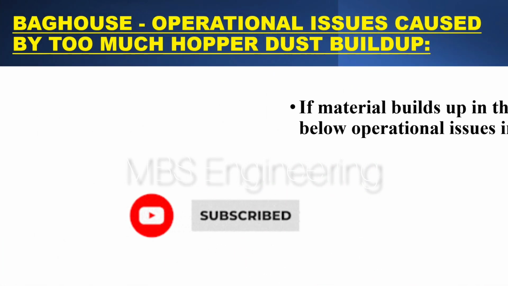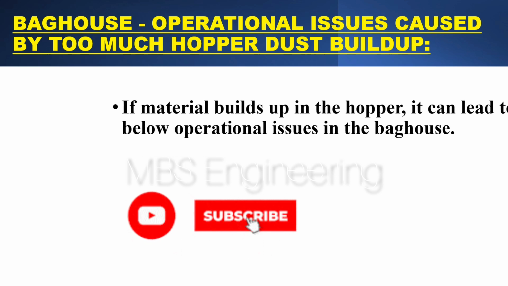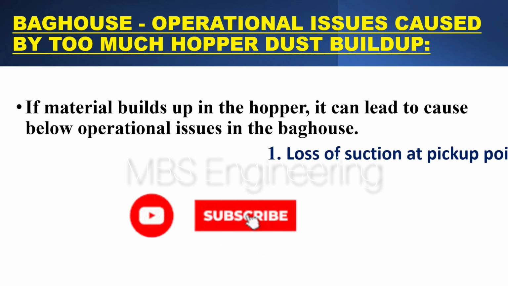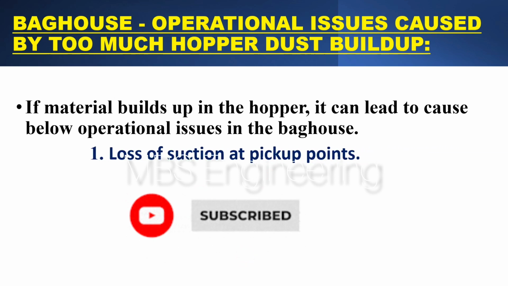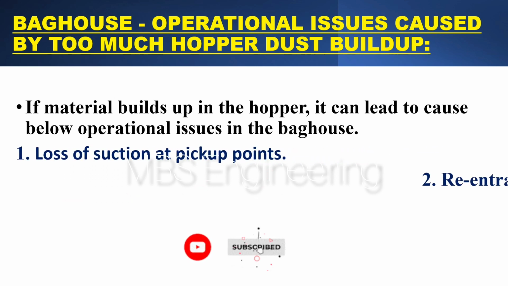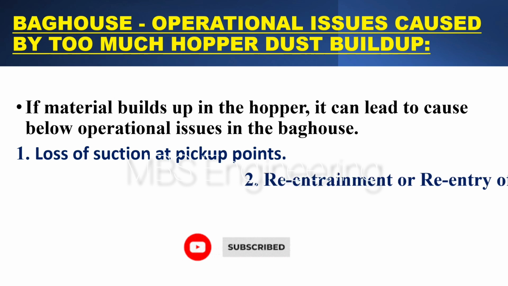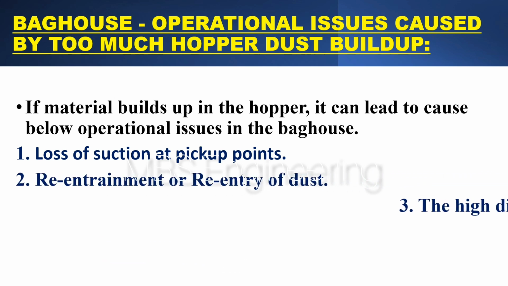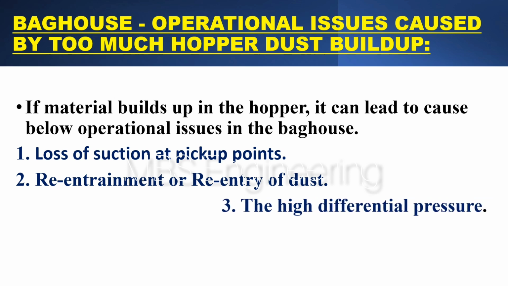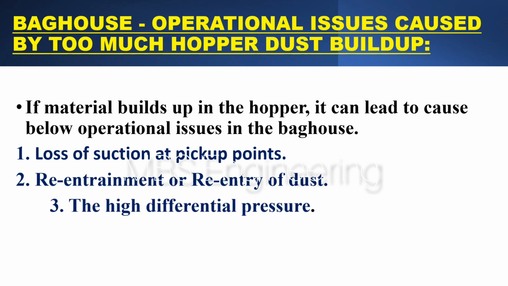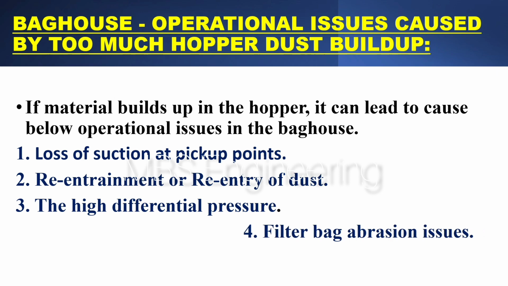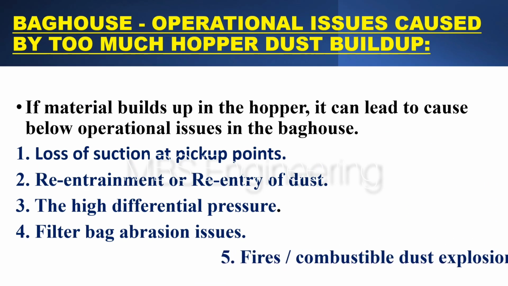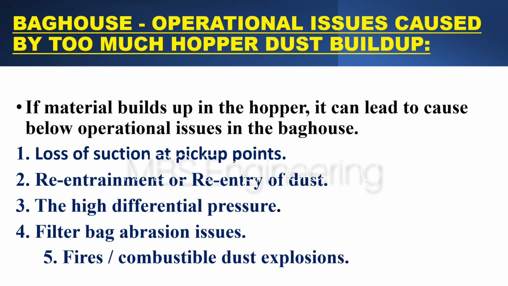Next, we are going to understand the baghouse operational issues caused by too much hopper dust buildup. If material builds up in the hopper, it can cause the below operational issues in the baghouse. First issue: loss of suction at pickup points. Second issue: re-entrainment or re-entry of dust. Third issue: high differential pressure. Fourth issue: filter bag abrasion issues. Fifth issue: fires, combustible dust explosions.